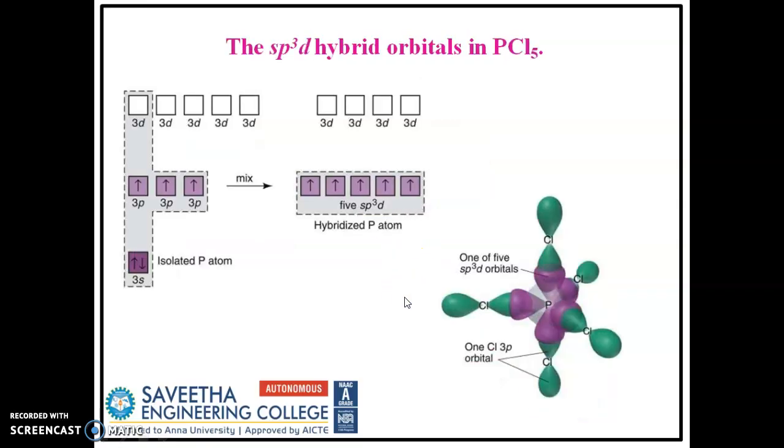And the next hybridization is sp3d. Here one s, three p and one d orbitals mix together forming sp3d hybrid orbitals. These five orbitals overlap with the singly filled orbitals of other atoms like chlorine, forming sp3d hybrid molecules. Here they have taken a simple example of PCl5.